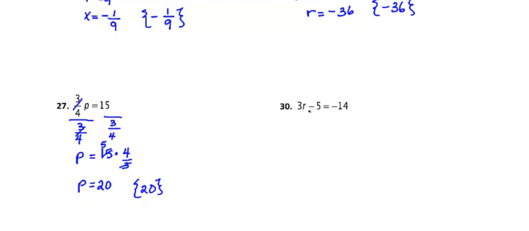And lastly, 3r minus 5 equals negative 14. We first have to get the term with r by itself, so we add 5 to each side to get 3r is equal to negative 9. And now we can divide by 3 to get r is a negative 3.